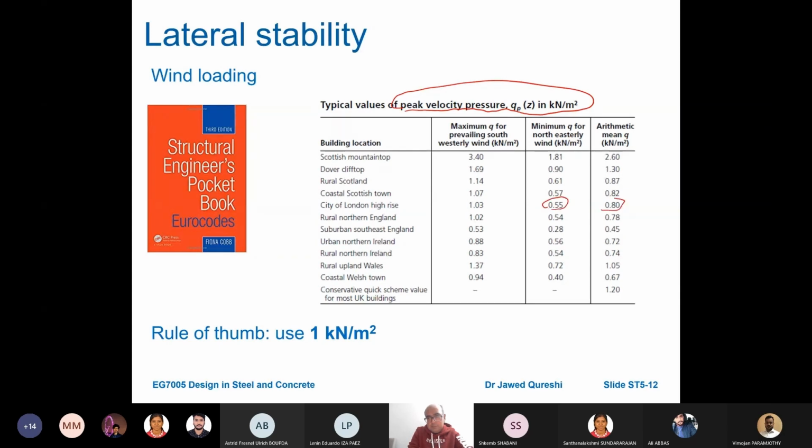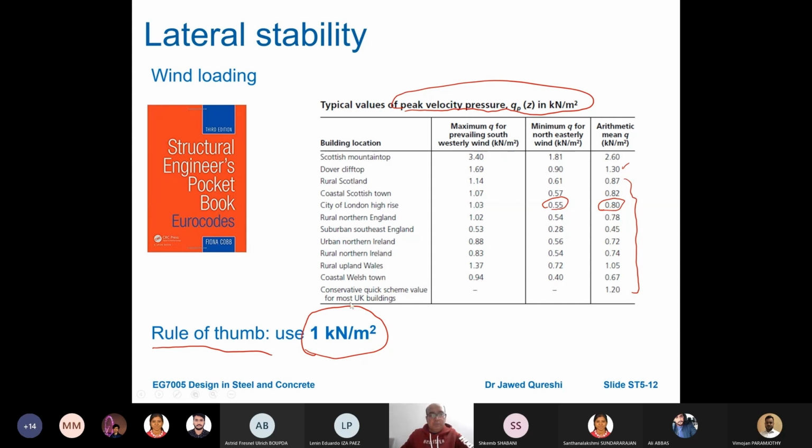So we normally use the mean. Most of the time, if you discard this Dover cliff top, we get these values which are 1 or less than 1. As a rule of thumb, if you're not working out wind pressure through a detailed procedure, which I'm going to talk about in a minute, then you can roughly use this 1 kilonewton per meter square as estimated wind pressure, just for your concepts and scheme designs.